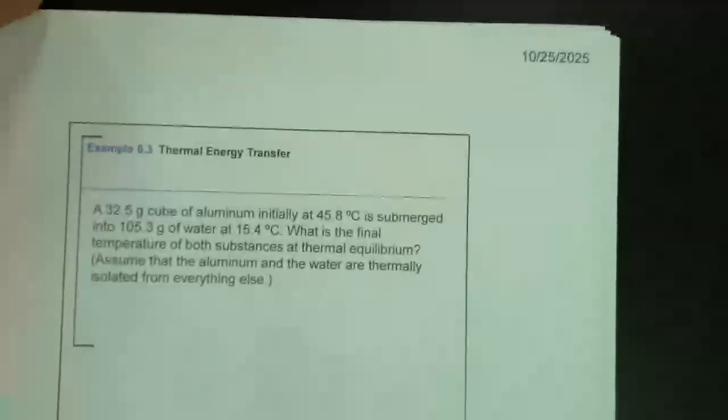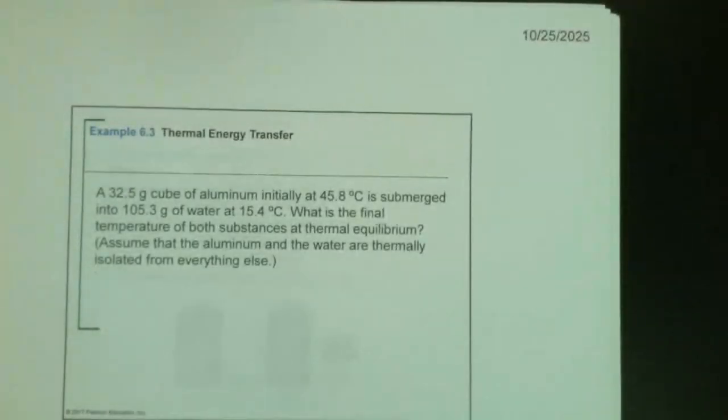Okay. We've got a 32.5 gram cube of aluminum, initially at 45.8 degrees C. And we're going to drop that into 105.3 grams of water at 15.4 degrees C. What is the final temperature of both substances at thermal equilibrium? Okay, wow, that's a whole lot.